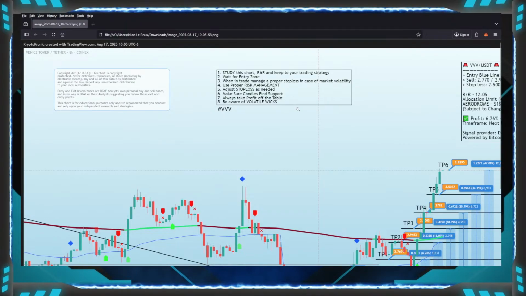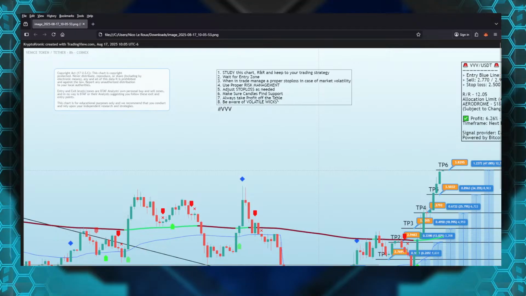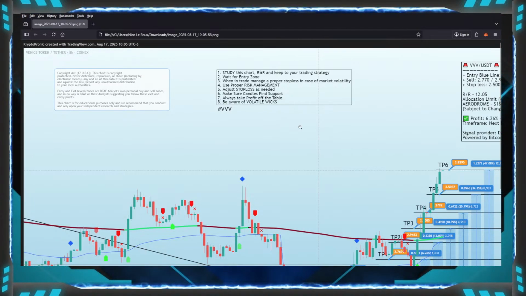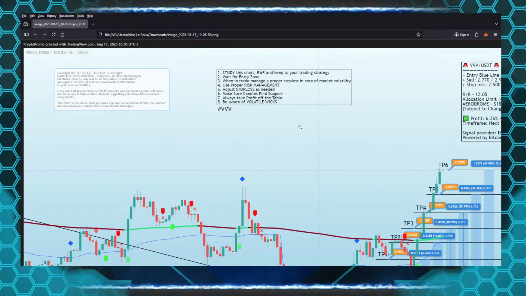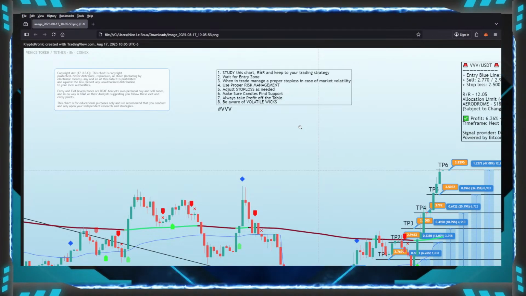The stop loss is not set in stone. And make sure candles find support. Always take profit off the table. Highly, what we are doing here, Day Trade Masters, MTT, we always take profit off the table. Again, think about last week, what we talked about, risk management. That's one of the things we looked at. Always take profit off the table. And be aware of volatile wicks.